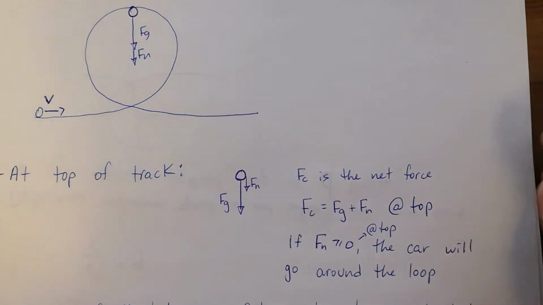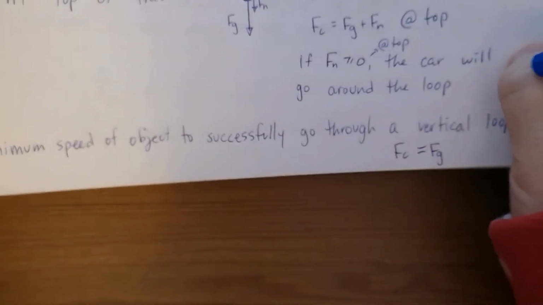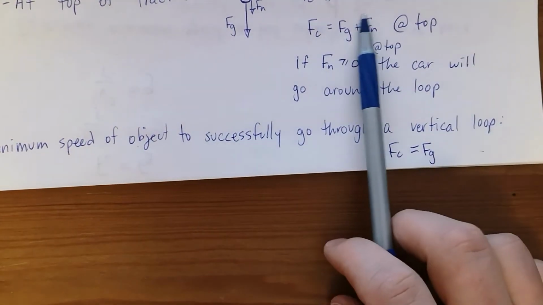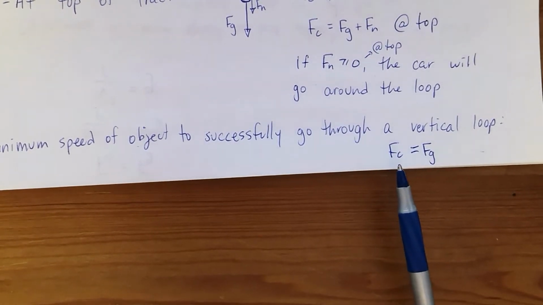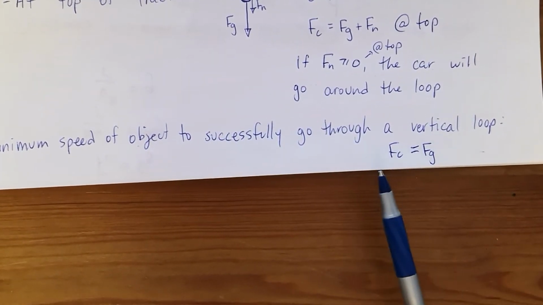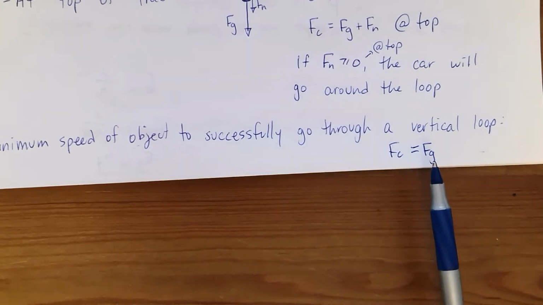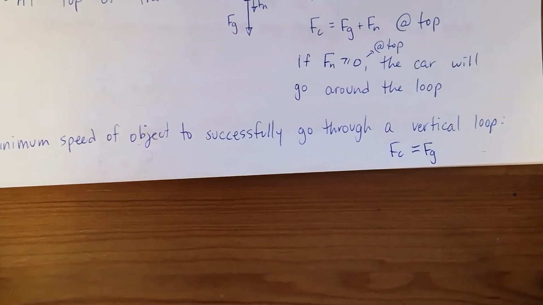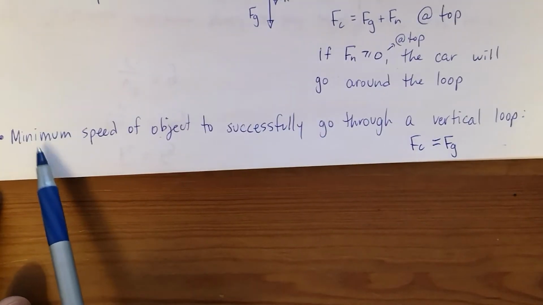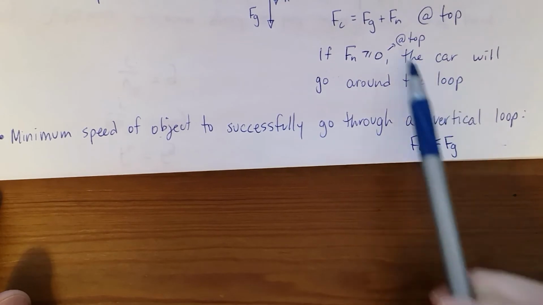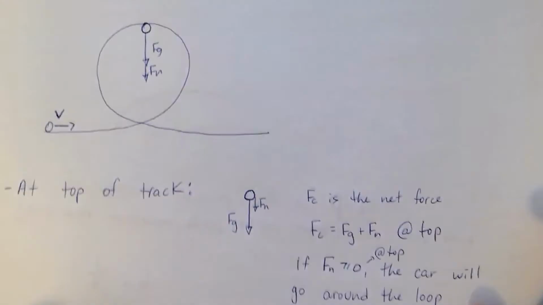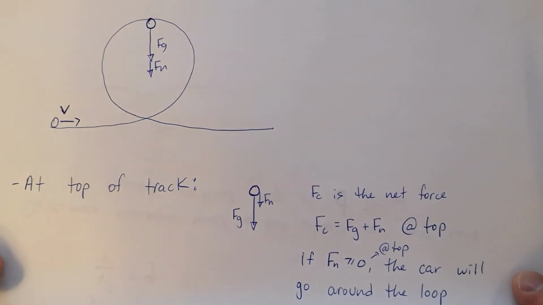All right? Because the minimum speed that an object needs to have to go through a vertical loop will occur when the normal force is 0 at the top. And if this is 0, we just end up with this. Centripetal force equals gravitational force. Right? If the speed is any higher, you get a normal force at the top, which is great, which is good. All right? But the minimum speed is what I'm looking for here, will be when the normal force is 0 exactly at the top, and these two forces are equal to each other. Okay? So let's see what we can do with that.